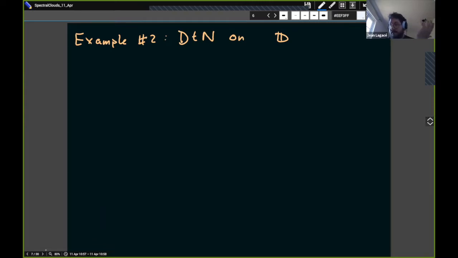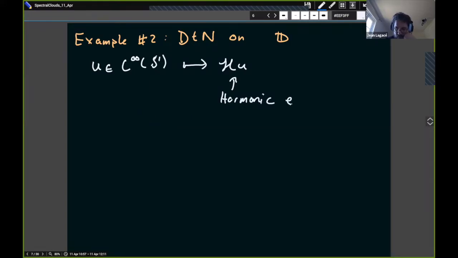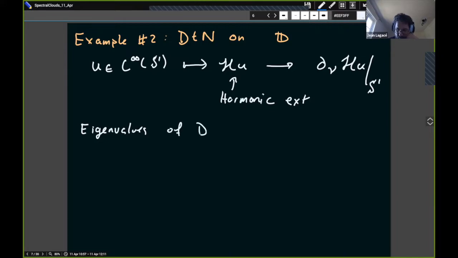And the second example, which will behave in exactly the same way, is the Dirichlet-to-Neumann operator on the disk. What the Dirichlet-to-Neumann operator does is it takes u, a smooth function on the circle, sends it to the harmonic extension of u, and then back to the normal derivative of this harmonic extension on the boundary. The eigenvalues of this operator are the Steklov eigenvalues. So this is a particularly relevant operator to our situation here.